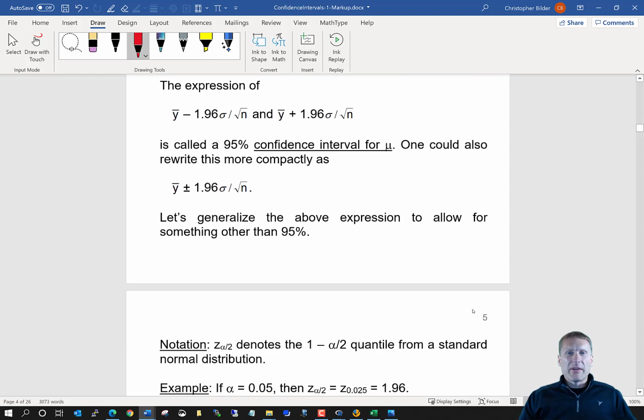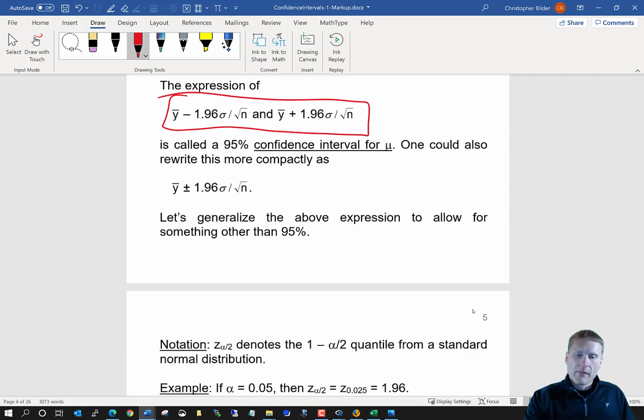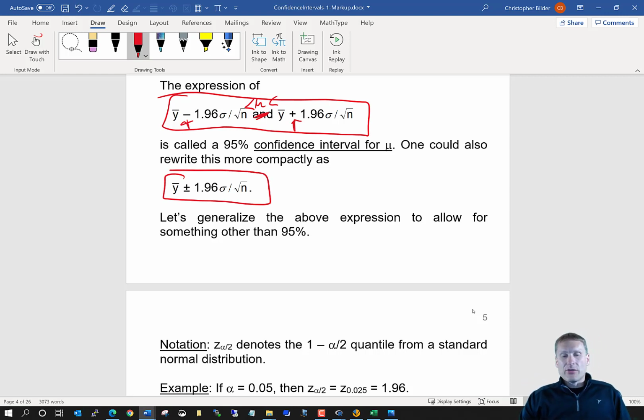So I've kind of already said this. So this expression here, where let's actually put it in terms of inequalities there. This expression, where we have a lower limit and an upper limit, is called a 95% confidence interval for mu. One could also rewrite this more compactly by saying, or notice I add and subtract the same number from y bar twice. So you could write it like this. It's a lot easier to do that.